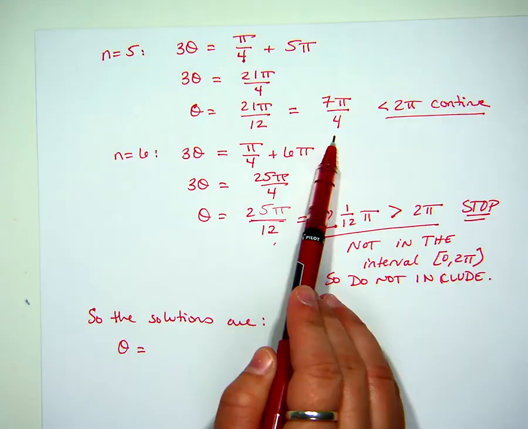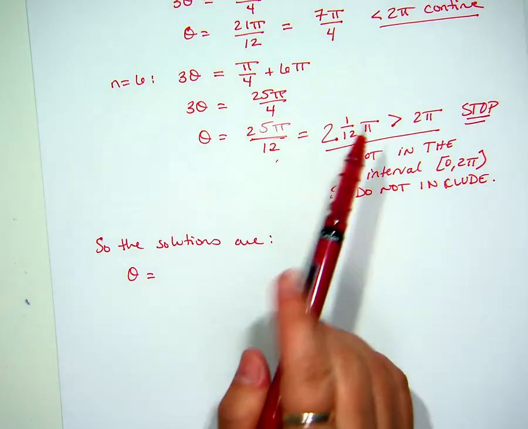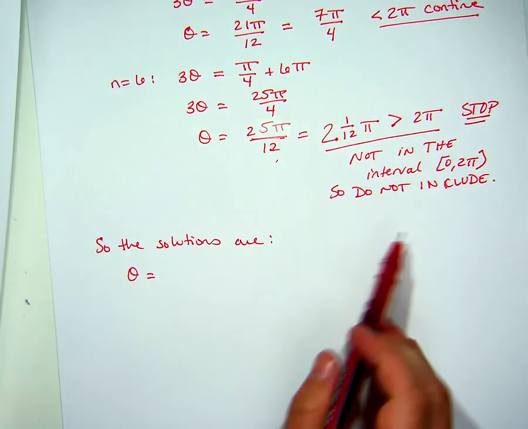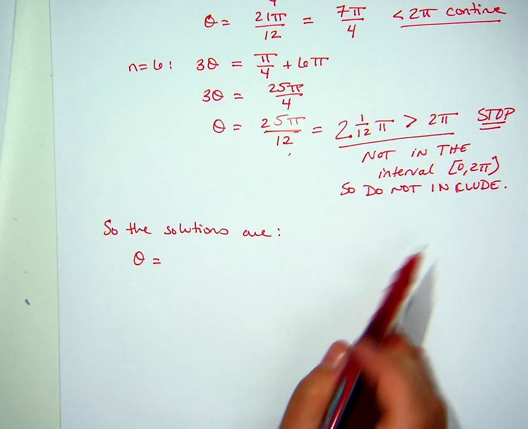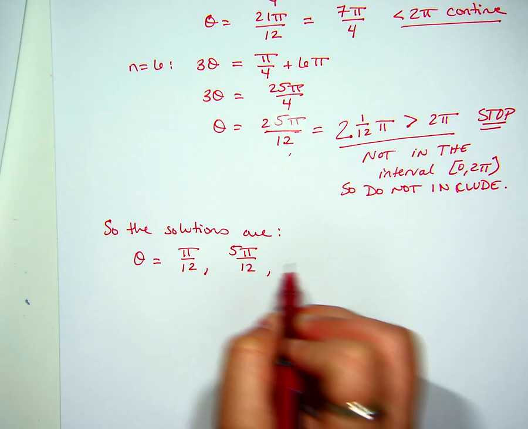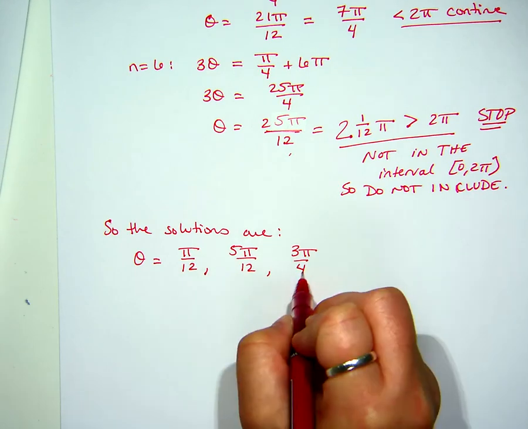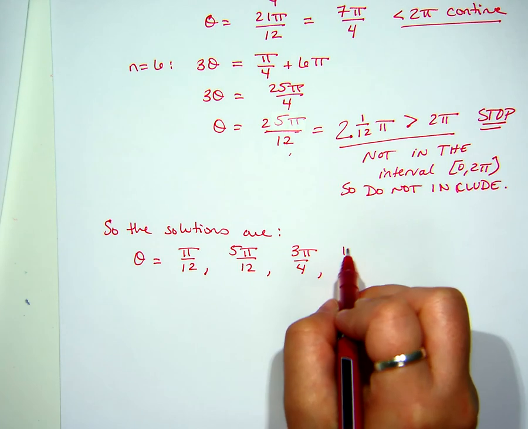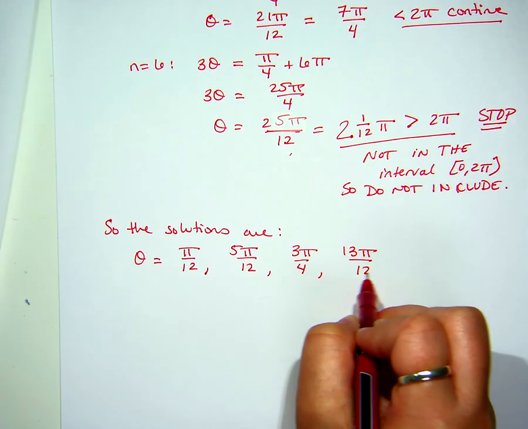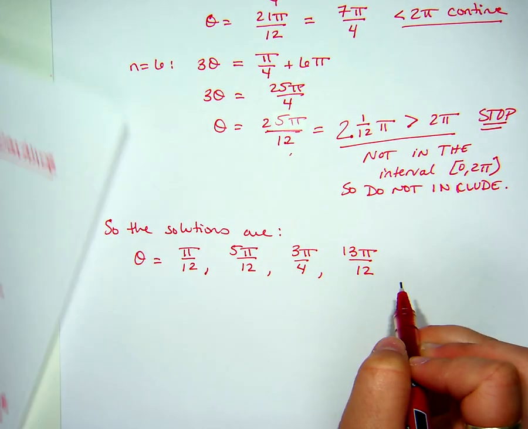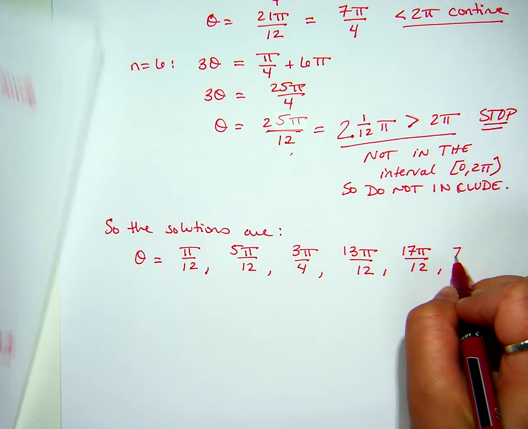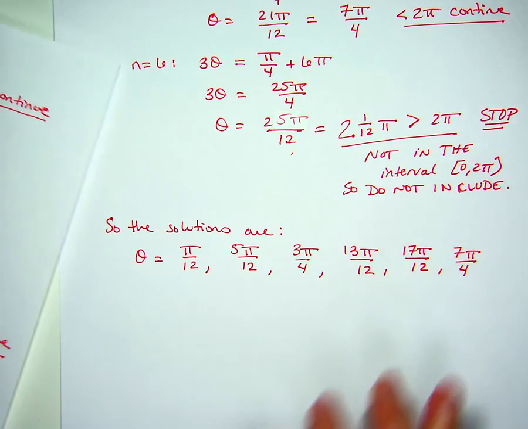And 7 pi over 4 is a solution. Again, this one is not because it's not in the interval. So our solutions are pi over 12, 5 pi over 12, 3 pi over 4, 13 pi over 12, 17 pi over 12, and 7 pi over 4.